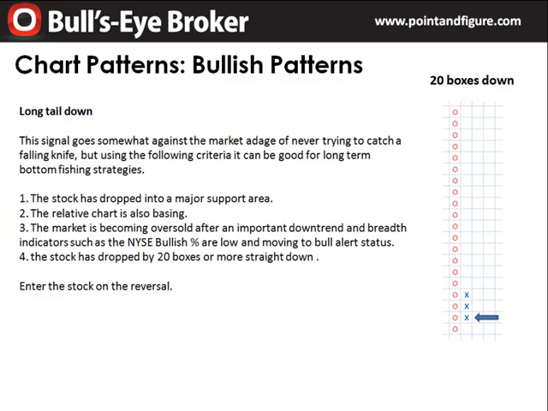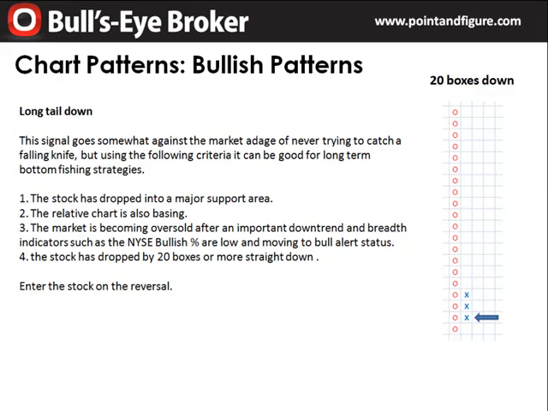The long tail down. I'm sure many of you have heard the market expression, never try to catch a falling knife. But using the long tail down strategy, it can be a good time for long-term bottom fishing. The first criterion is that the stock has dropped into a major support area, which would be the green zone on a relative strength chart. 2. The relative strength chart has to be positive.